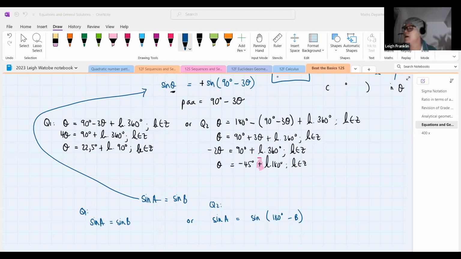Okay, mind blown, I hope. I love it when you guys make these connections and you start to understand how trig actually works. It's like the best thing ever in my life.